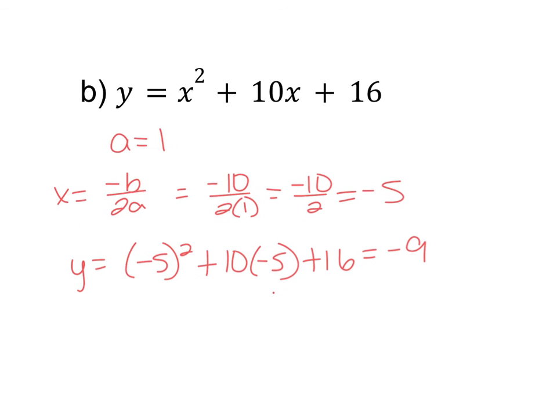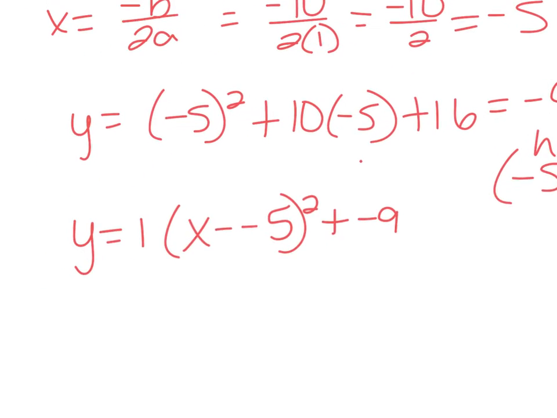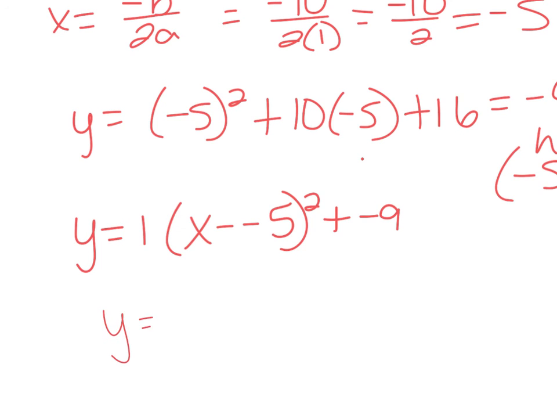Okay, so we have our vertex, which is negative 5, negative 9. So that's our h, that's our k. Let's plug it all in. It'll be y equals 1 parentheses x minus negative 5 squared plus negative 9. Okay, clean it up. It becomes y equals, I'm dropping the 1, x plus 5 squared minus 9.